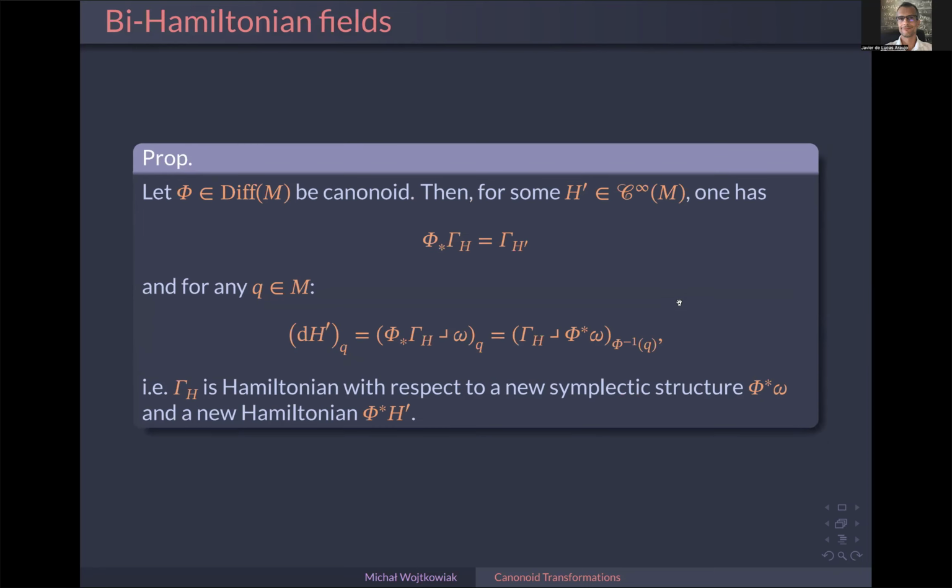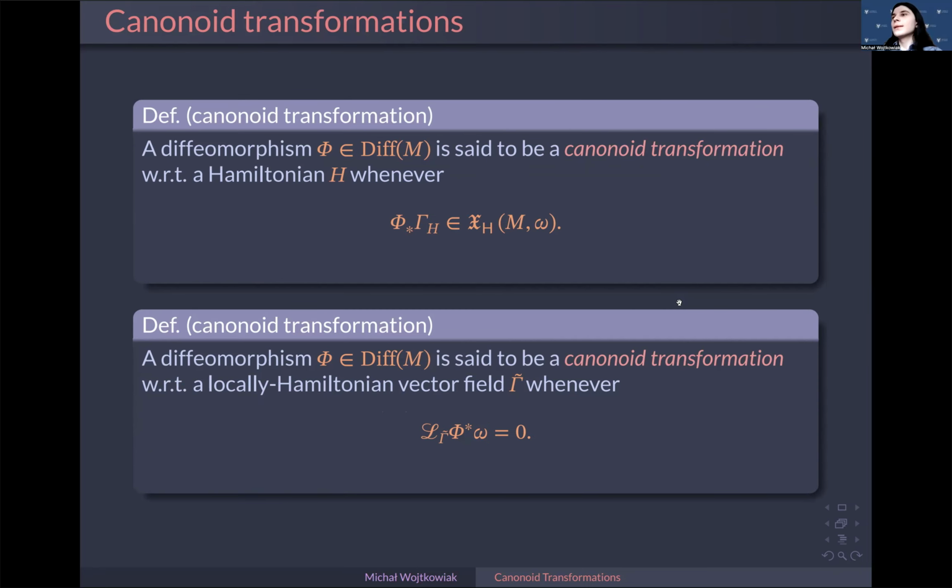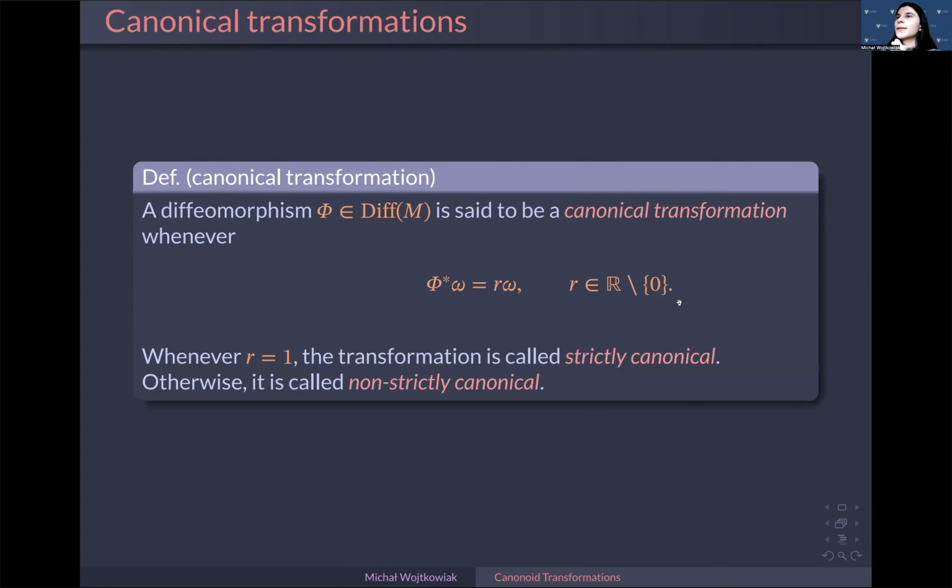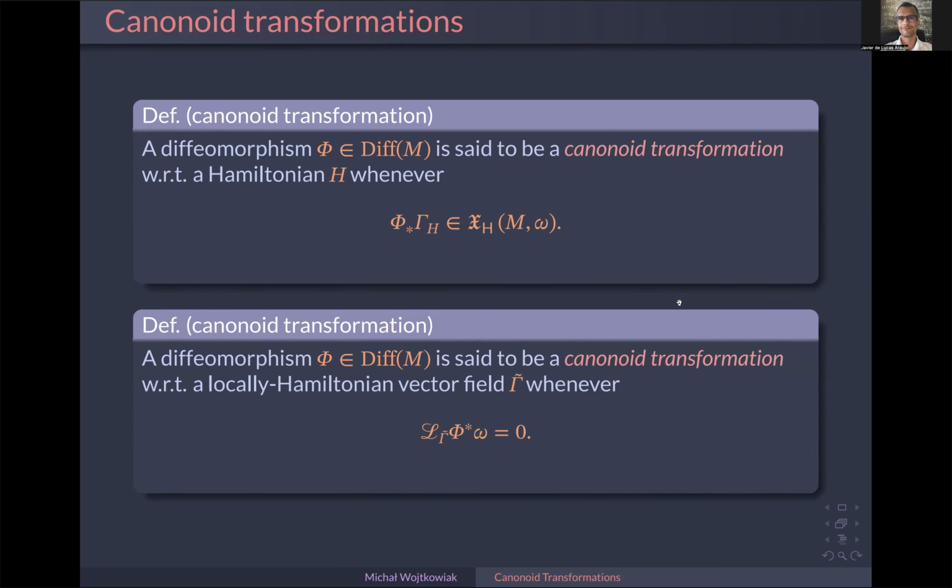By the way, Michał, how could you characterize symplectomorphisms by means of Hamiltonian vector fields? Symplectomorphisms are simply the strictly canonical transformations, if I'm not mistaken. Yeah, but what could you say about the transformation of Hamiltonian vector fields with respect to a symplectomorphism?